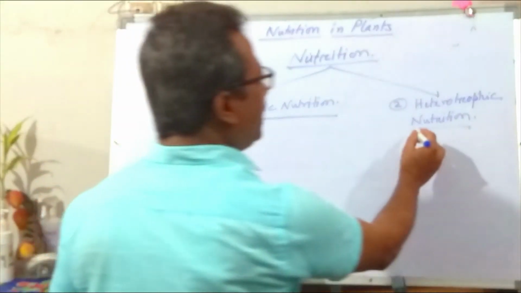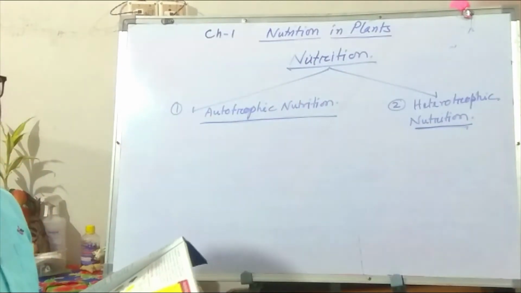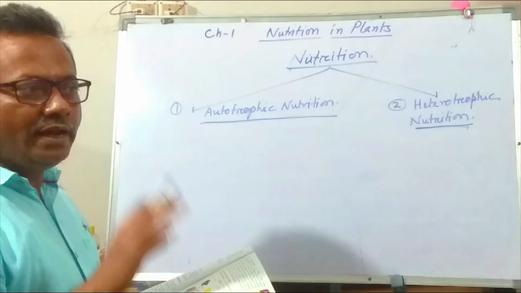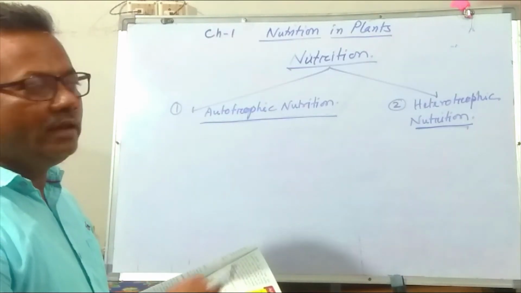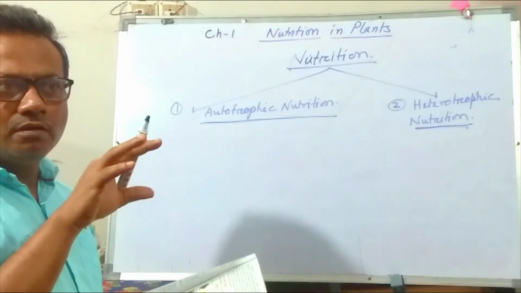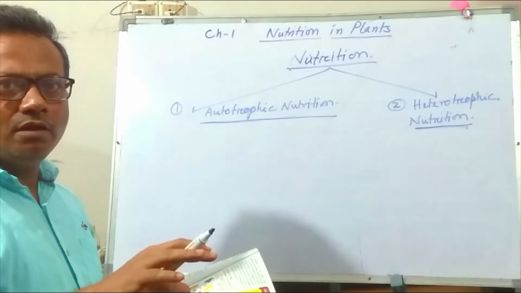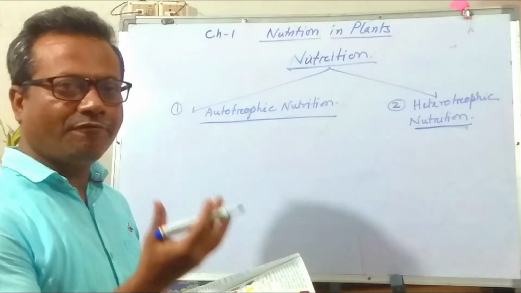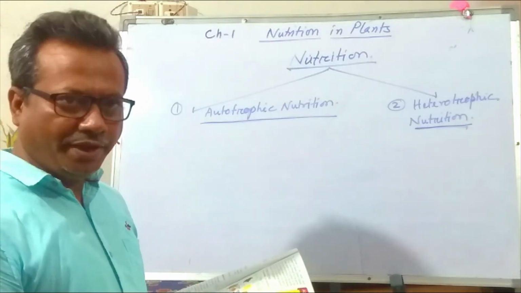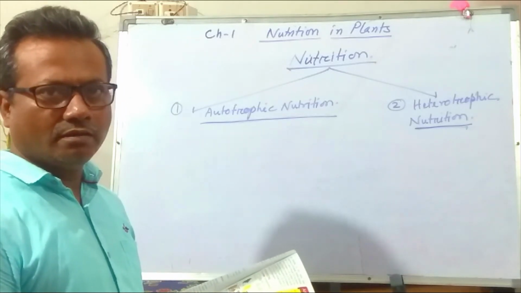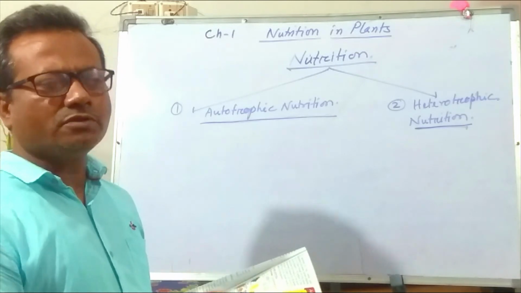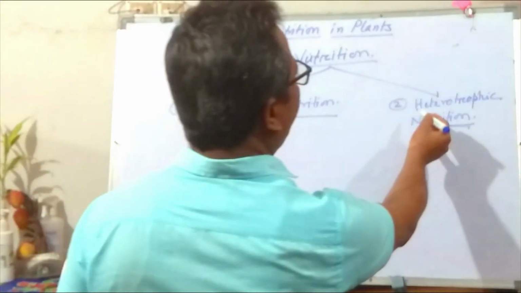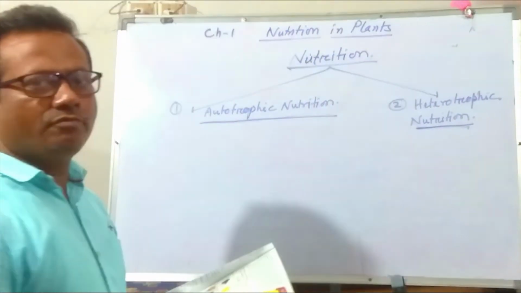And all the animals, including human beings, cannot prepare their food by themselves in their body. They collect the food from outside in the form of plants or different parts of plants, or different forms of animal products like milk, flesh, meat, egg. Vegetables, fruits, all these are collected from plants or other animals. So this kind of nutrition is called heterotrophic nutrition.